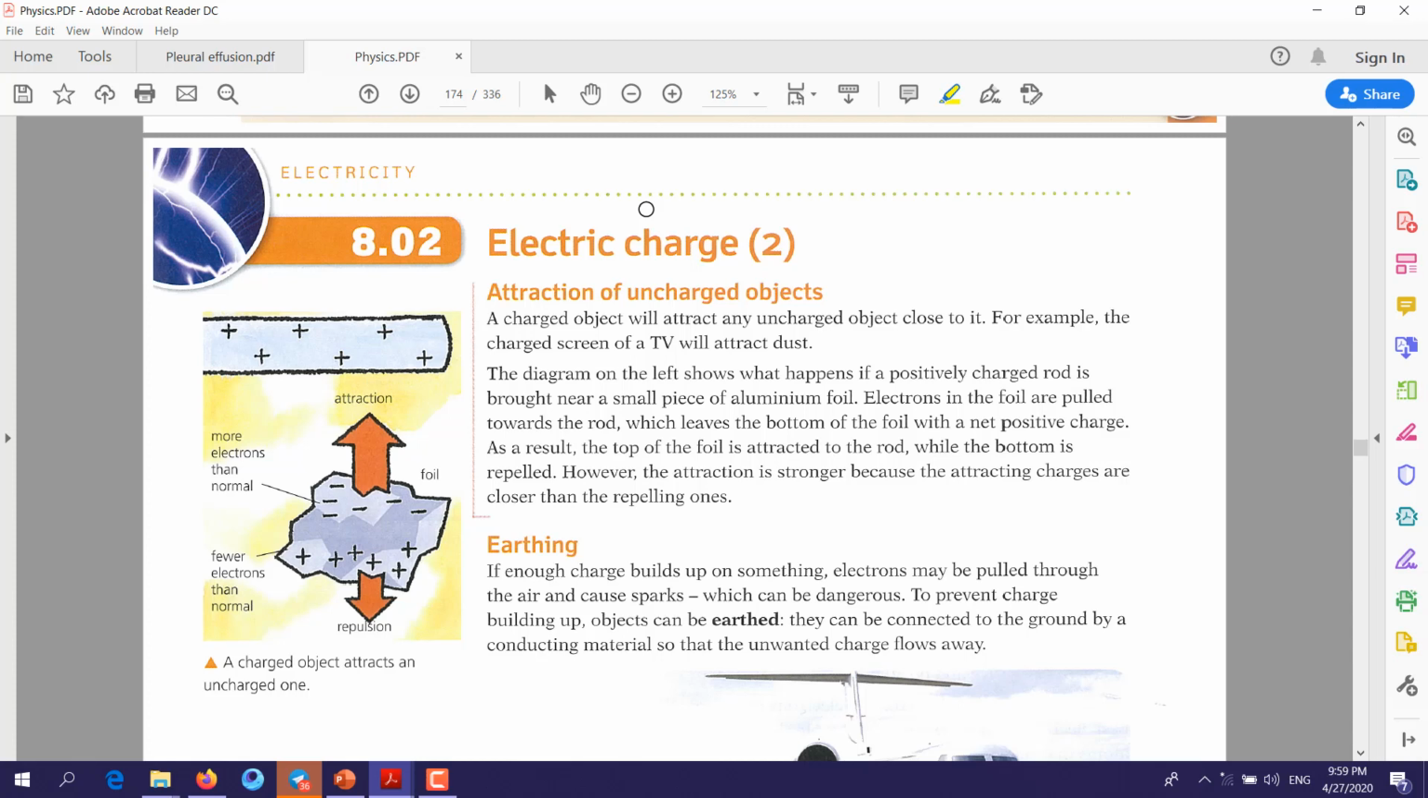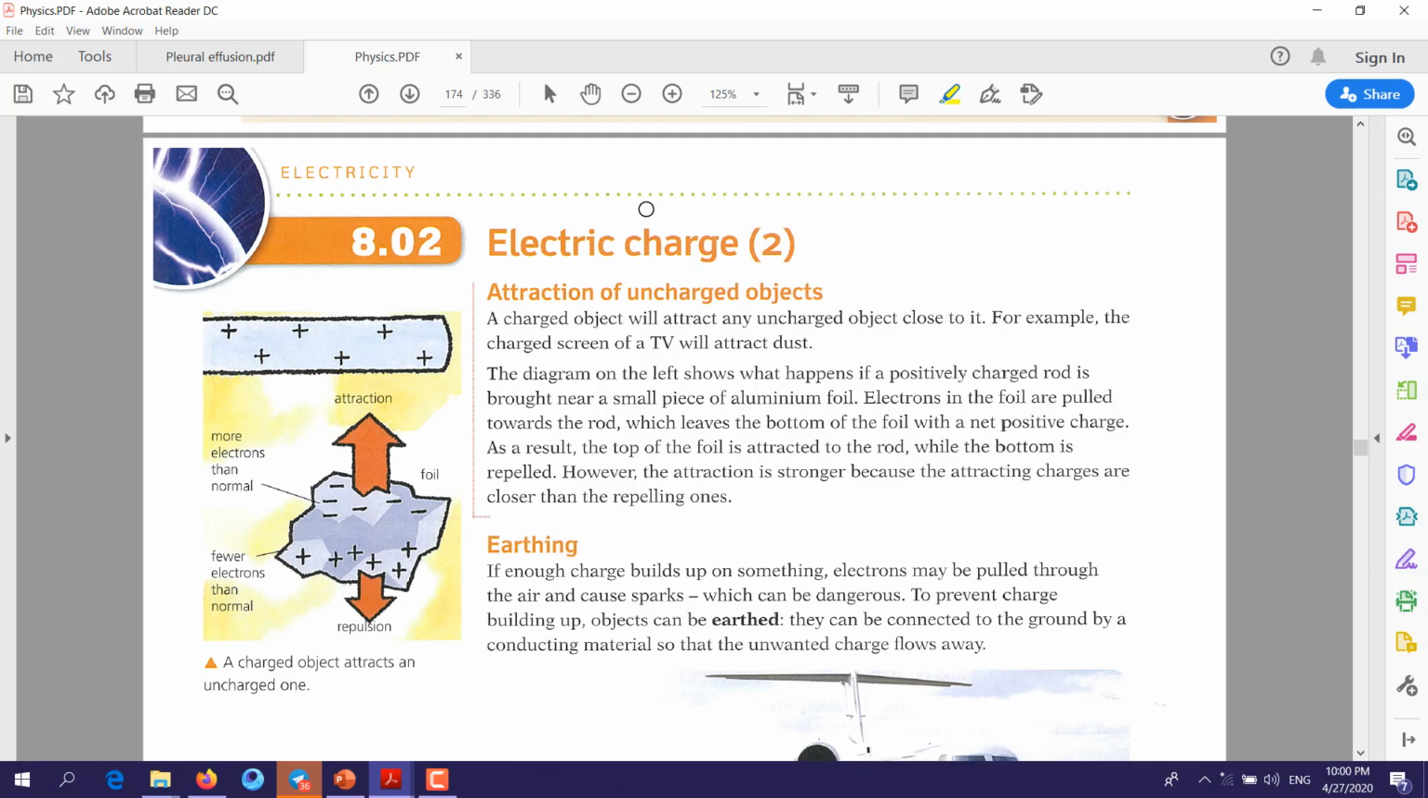Hello everyone. Today our topic is about electric charge. In the previous lesson we also talked about electric charge, and we explained how objects gain charge, or how they will be charged. Today we will talk about electric charge, and exactly about the attraction of uncharged objects.